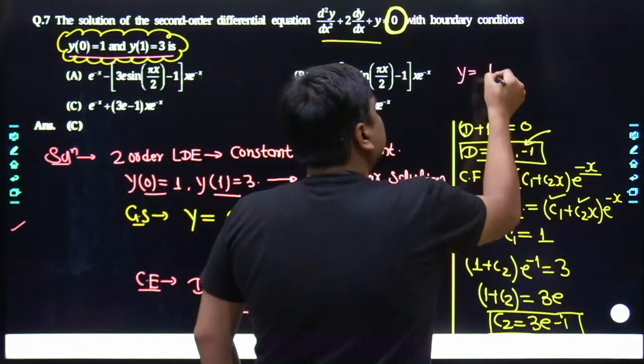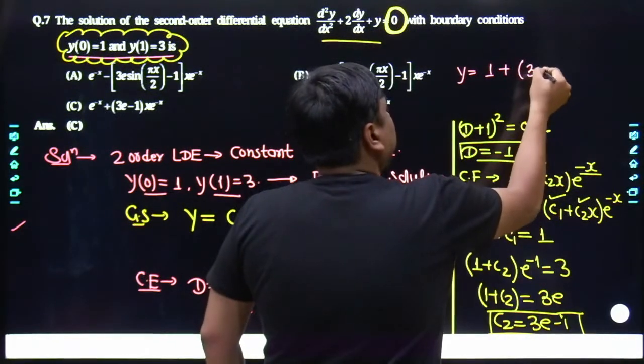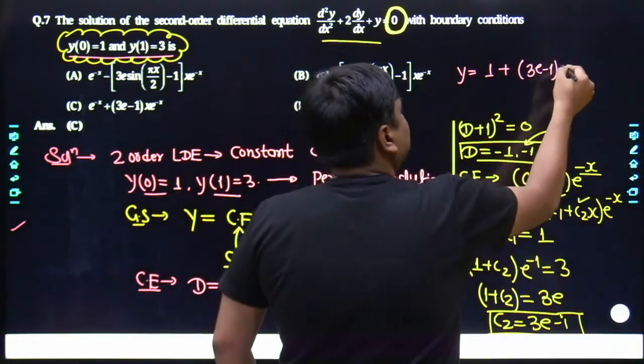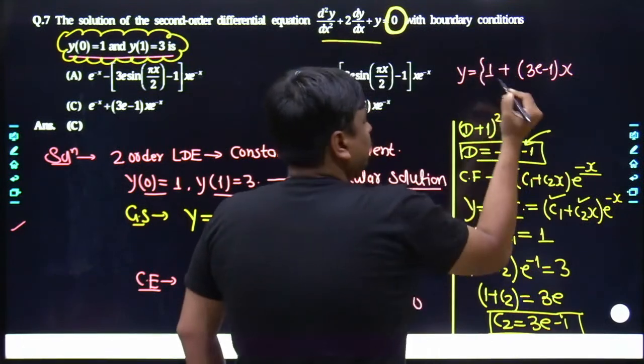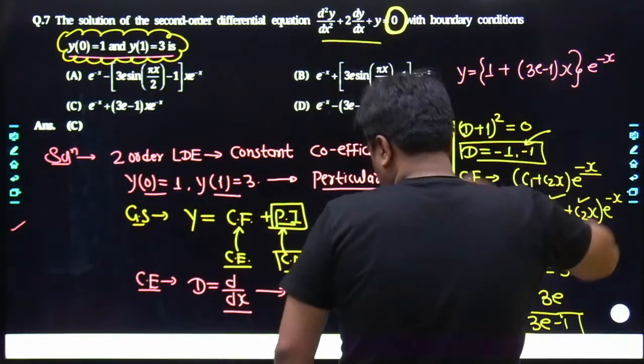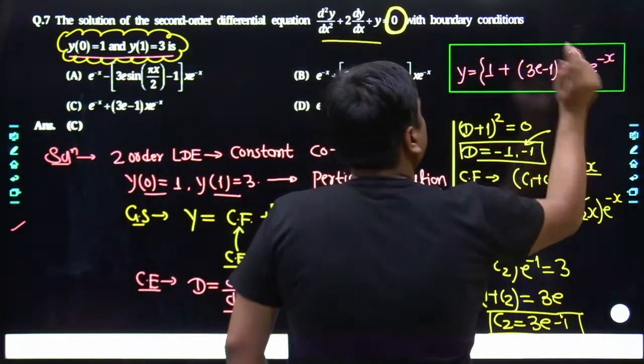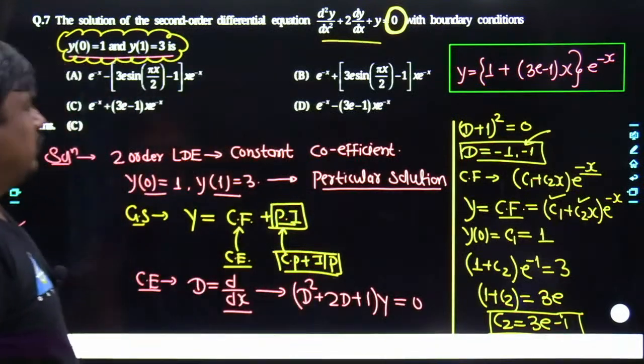So may I know what would be the value? C1 would be simply 1. C2 is nothing but 3e minus 1, which is getting multiplied with x. At the end of the day, altogether it is getting multiplied with e to the power of minus x. This would be your best answer. Could you understand?